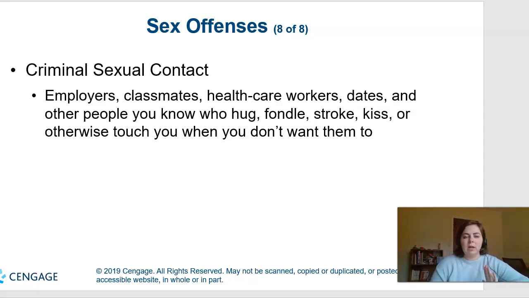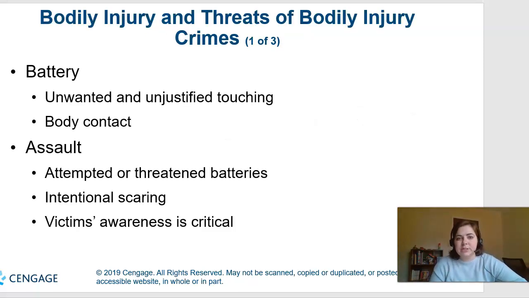Okay. If you have any questions on sexual assault, let me know. Otherwise, we're going to shift our focus over to bodily injury and threats of bodily injury. So here we have two main crimes, battery and assault. Under the common law, these were separate crimes. Most states have collapsed them into one, and we generally refer to them just as assaults. But they are not quite the same thing, and we're going to talk about them separately at first.